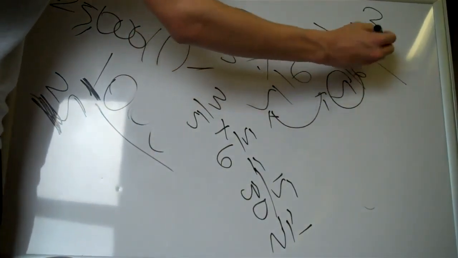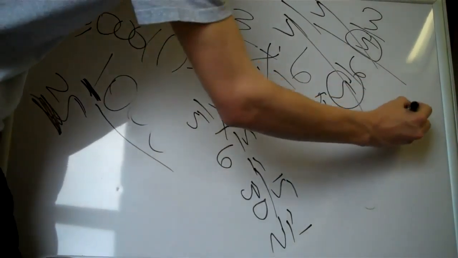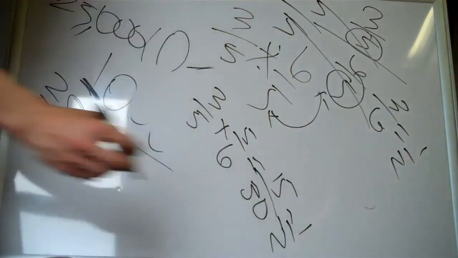Or you could do it here. Both these denominators are 5, so it makes it easy. You multiply by 5 divided by 5. That gets rid of these 5s, so 3 divided by 6 is equal to 1/2.